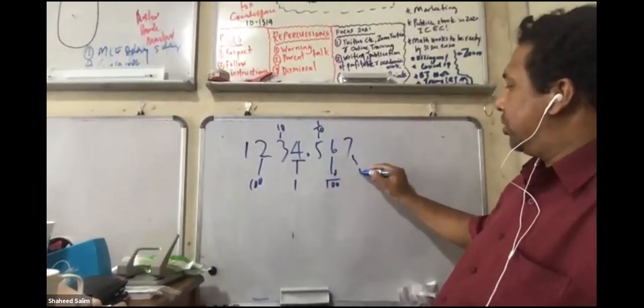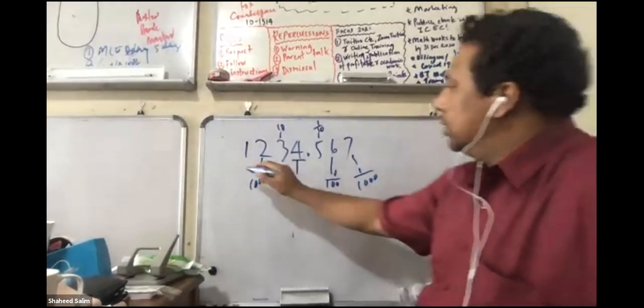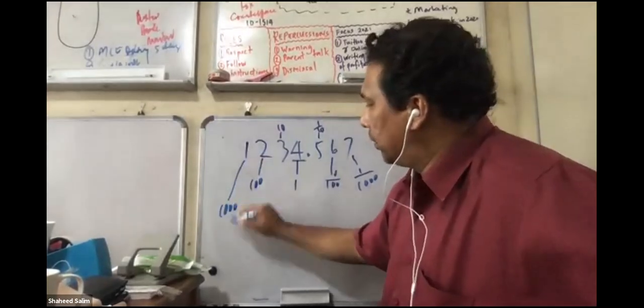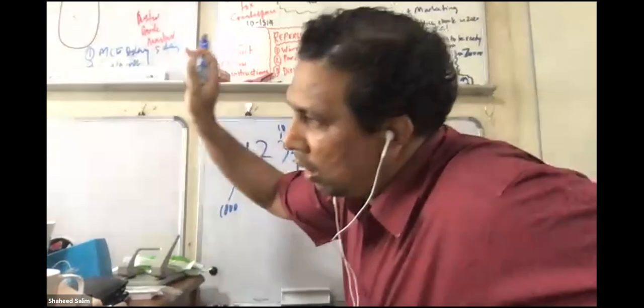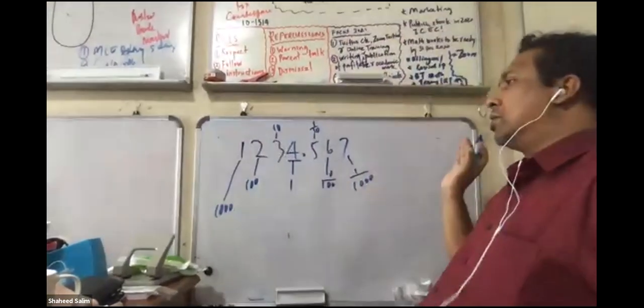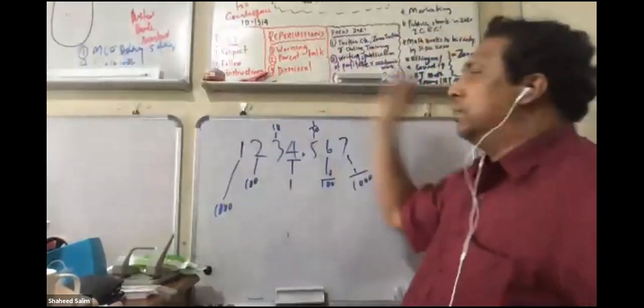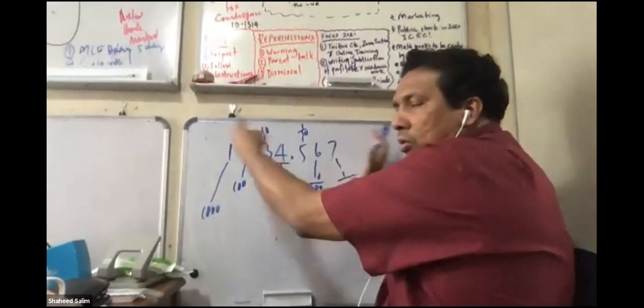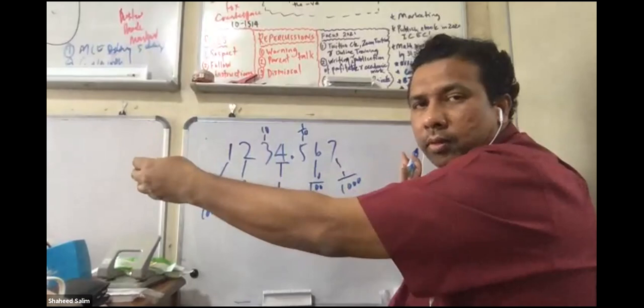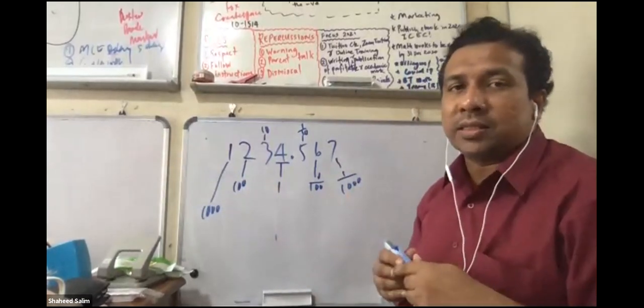Beside it is 1,000. 1 over 1,000. Beside it 10,000. 1 over 10,000. Beside it 100,000. 1 over 100,000. Beside it million. 1 over million. If you know where the ones is, you can go and expand. So Zahin, you must know where the ones is.